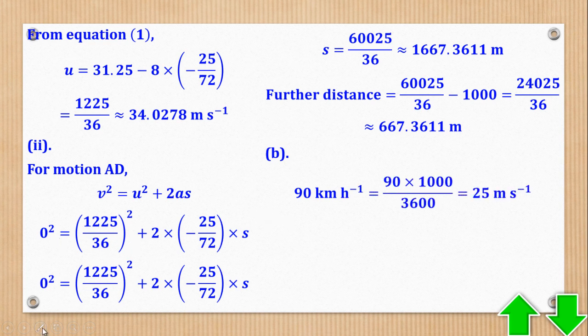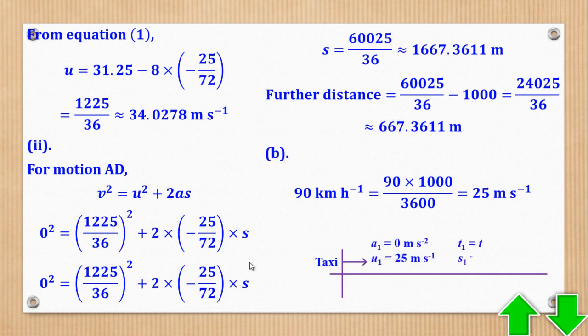So convert from kilometers per hour to meters per second, then make a sketch. That is the taxi. Then we also have the police car.